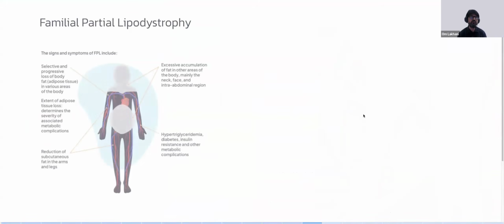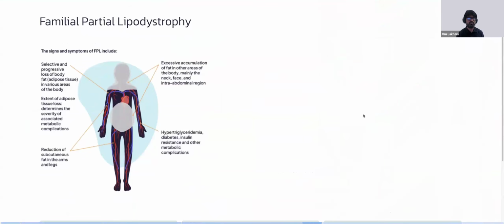Okay. Then you have, of course, partial lipodystrophic syndrome. So you can see this is an example of partial lipodystrophy, where you have fat in certain parts of the body, but certain parts of the body you don't have fat. A typical example is when you have central fat cells, but on the peripheries you don't have fat, right? These are partial lipodystrophic syndromes.